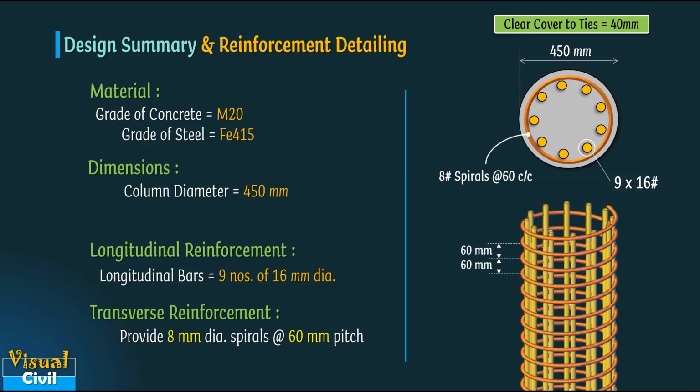Finally, let us summarize the design and the reinforcement detailing. An axial loaded circular short column is designed with M20 grade of concrete and Fe415 steel. The diameter of the column is 450 mm. 9 number of 16 mm dia bars are provided as a longitudinal reinforcement, while 8 mm dia spirals are provided at a pitch of 60 mm center to center, as shown in the figure.